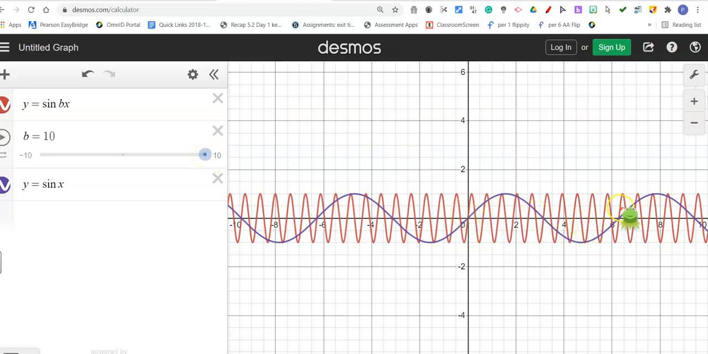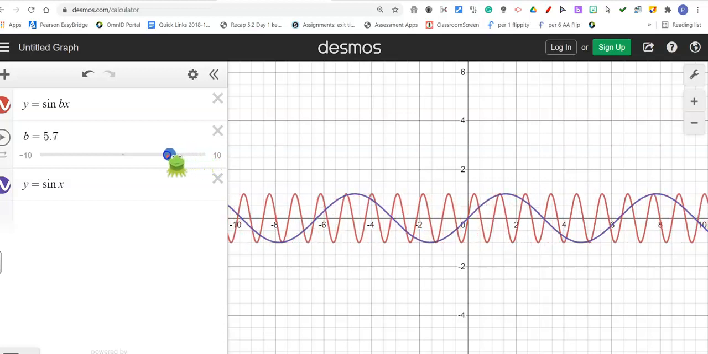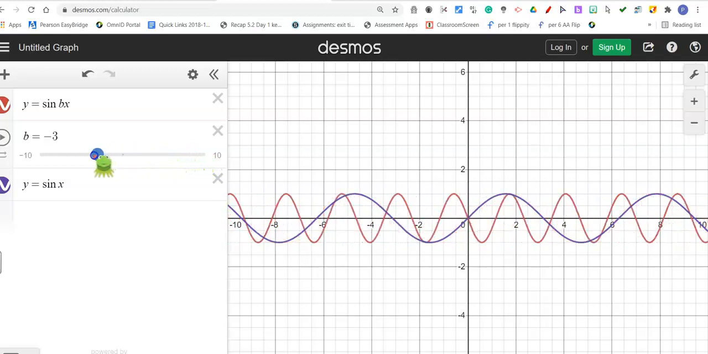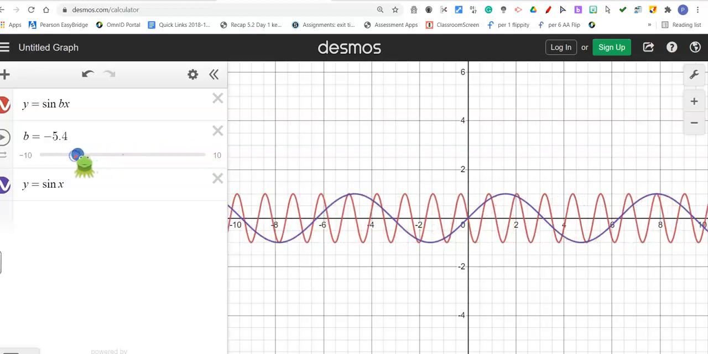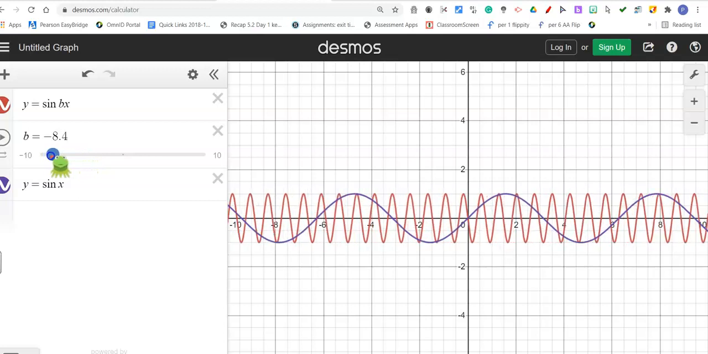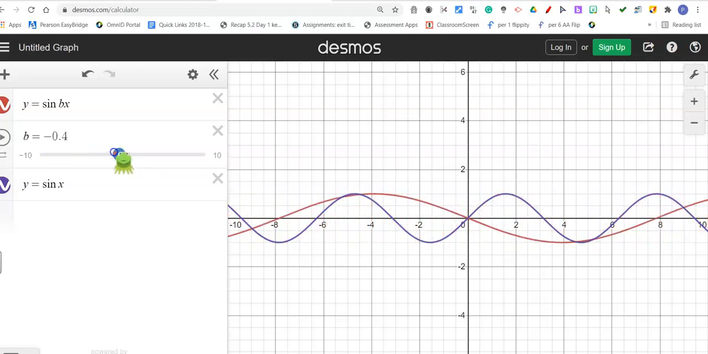From here to here is 2 pi, but look how many cycles I have for the red one. I have a lot, right? Because I've shrunk those cycles down. So now I have more cycles in the same period that I had before. Now look what happens. Let's make it really negative. Same deal, right?